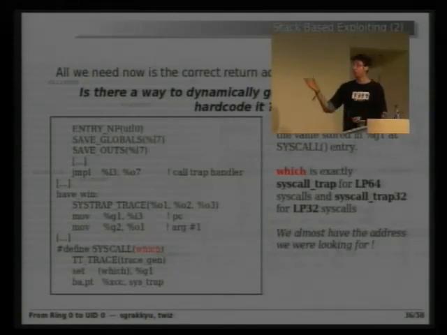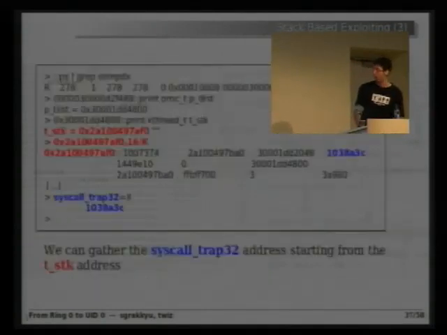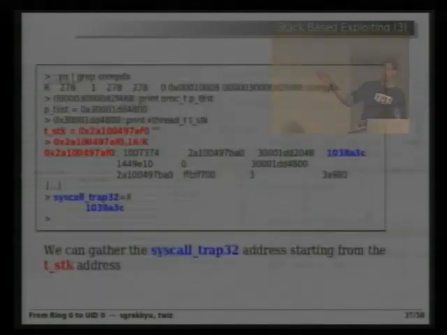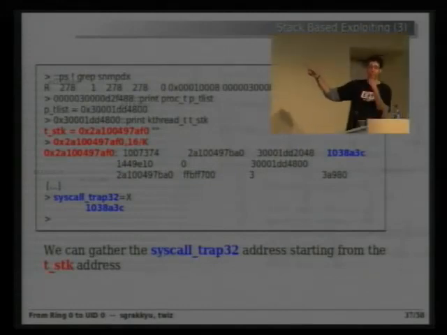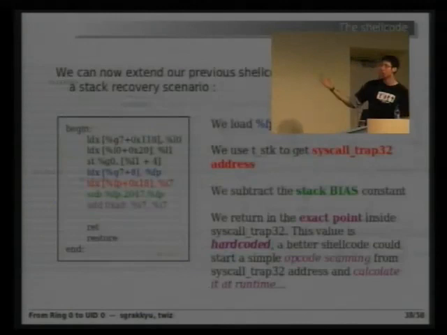At this point, we know that somewhere on the stack, and you remember that we know the address of the stack, so we know where exactly, we know our return address. This is just to prove that I'm not telling you lies. You can check, this is the stack, the T-stack address, and you can see that the address of syscall trap 32 is exactly where we expect to find it, or that is exactly where the L3 register is saved. So we get to our shellcode.